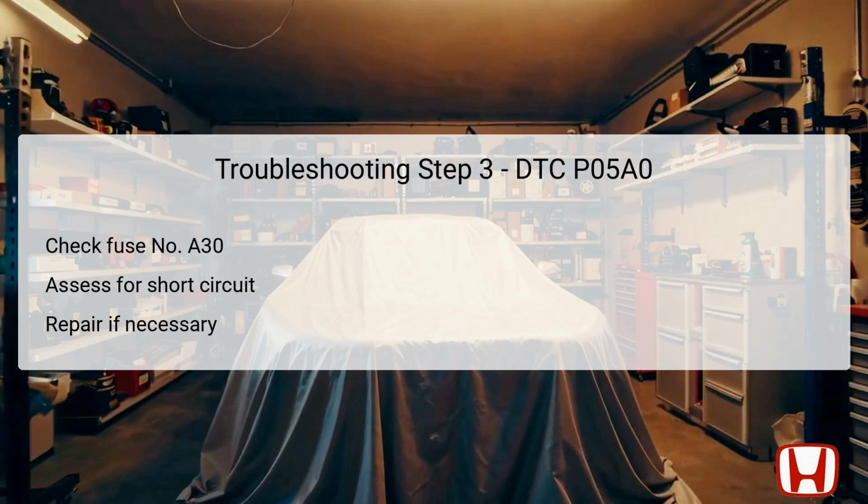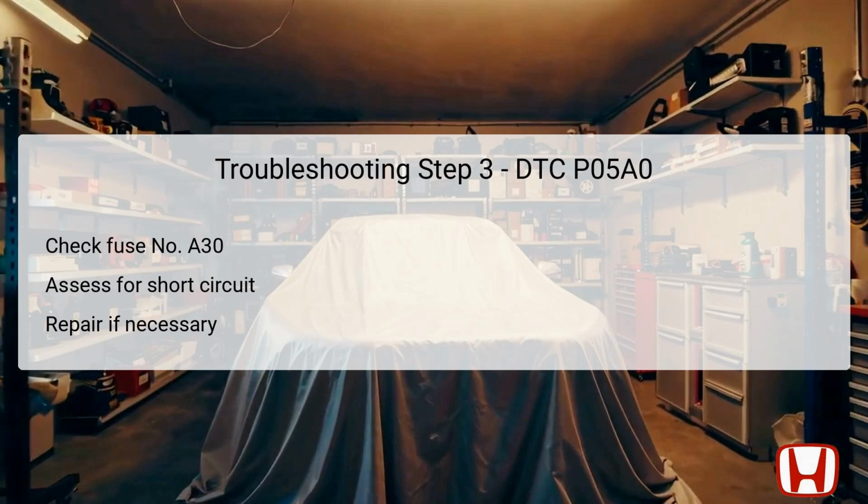This fuse serves as a protective device that prevents excessive current flow to the shutter grille assembly. If the fuse is intact and functioning, you can move on to the next step. However, if it is blown, this indicates a short circuit in the wiring, and immediate repairs are needed.